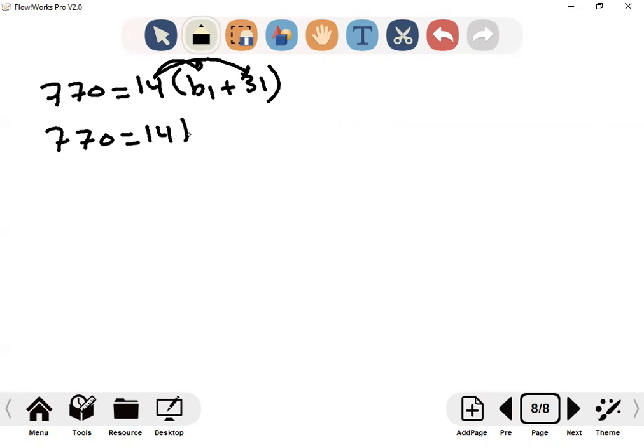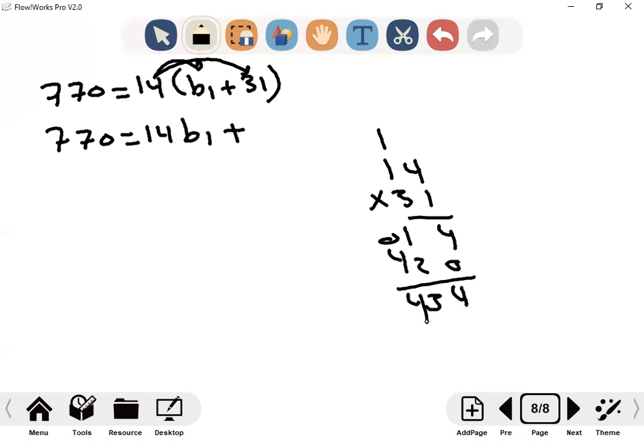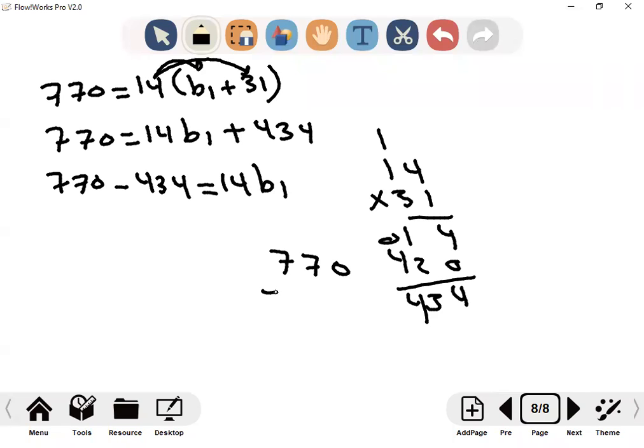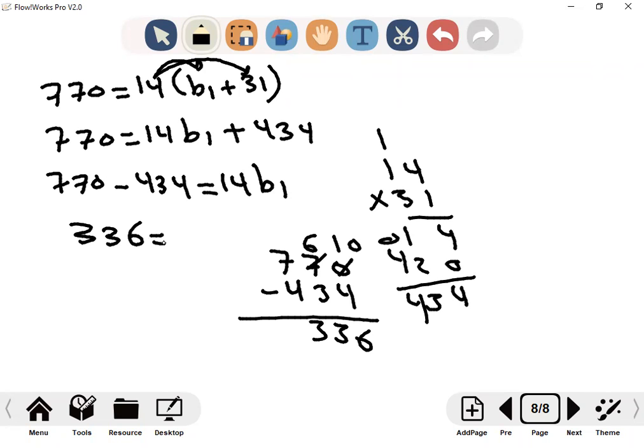770 equals 14 multiply B1, so 14 B1, plus 14 multiply 31. How much is 14 by 31? It is 434. Now I need to shift the 434 to the 770. So 770 minus 434 equals 14 B1. Now subtract 770 minus 434. The result is 336. So 336 equals 14 B1.